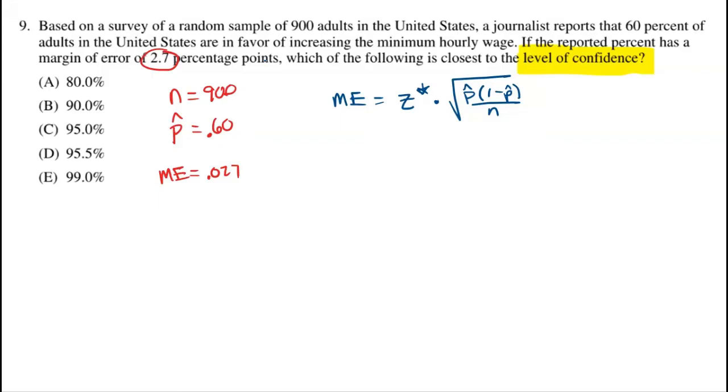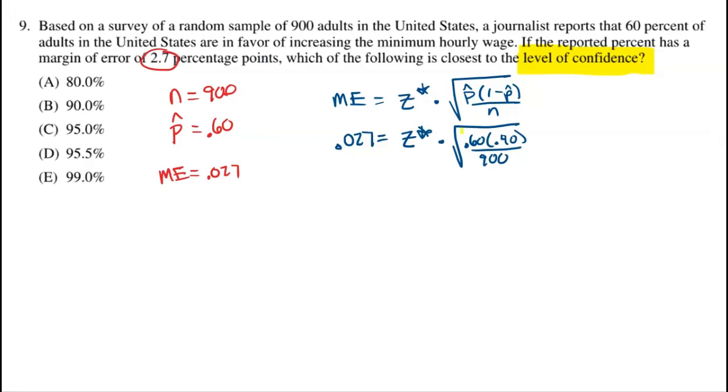Now, what do we know here? We know the margin of error is 0.027. We don't know the z star. But remember, the z star is directly linked to your level of confidence. If we were working forwards here, the level of confidence is how we go and get our z star. So that's actually what we don't know that we want to find. And then everything else we do know. We do know that our sample proportion p hat is 0.60. The opposite, 1 minus p hat, is 0.40, all divided by our sample size of 900.